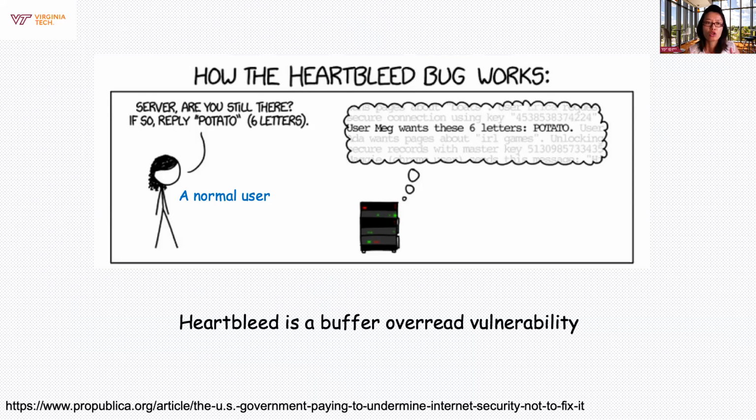What happened is that in TLS, there's a simple beacon, a heartbeat type of operation, just to make sure that things are up and running. The client has the option of saying, server, are you still there? If so, reply something. And this reply has 6 characters. Suppose it's potato, 6 characters. You just reply potato, give me 6 characters. However, the problem is that the length is specified by the client.